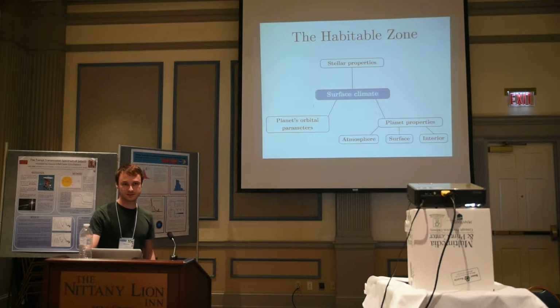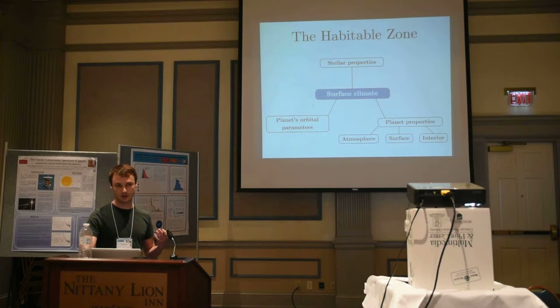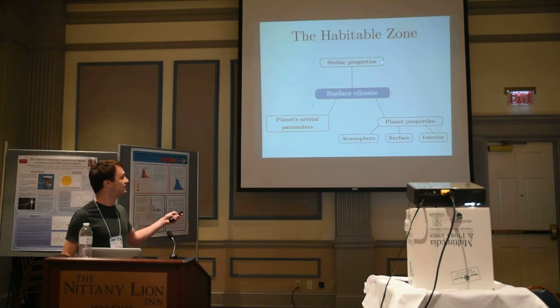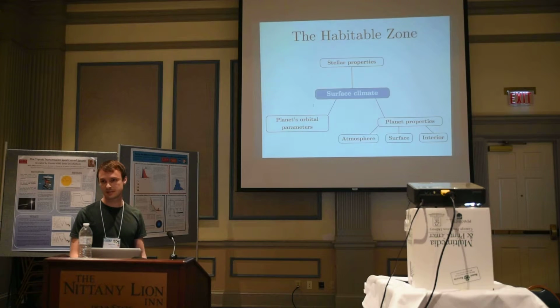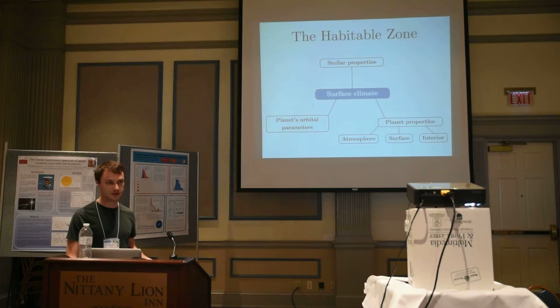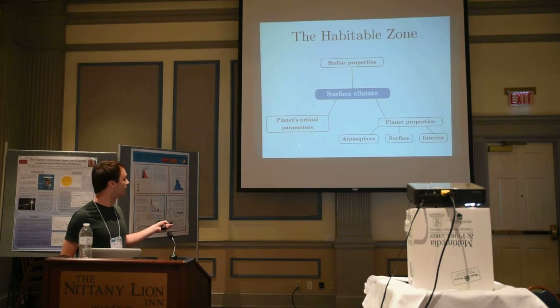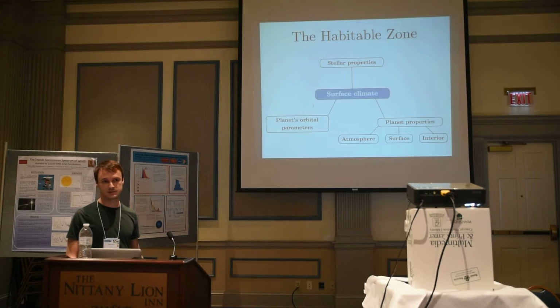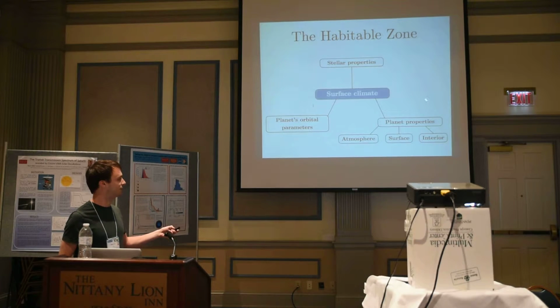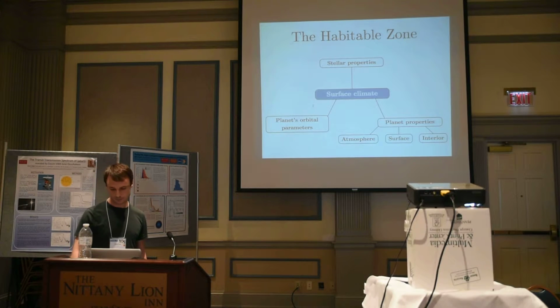So what influences the surface climate? This is really what we want to find out. And this is the stellar properties, the luminosity and the effective temperature of the star, and that kind of things. The orbital parameters of the planet, which determines how much stellar flux arrives to the planet. And of course the planet properties, the atmosphere, surface, and the interior.